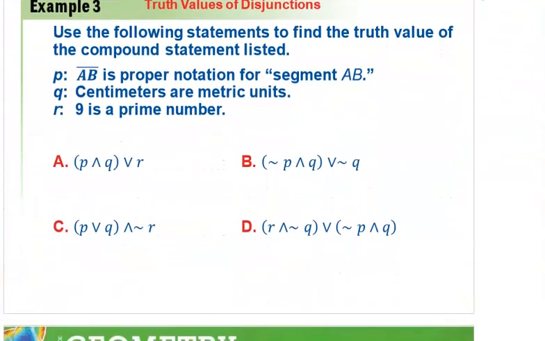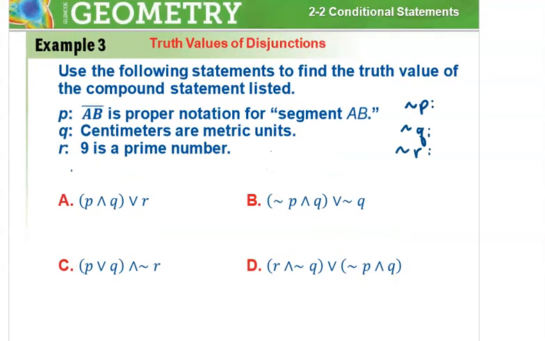So now we're going to combine these a little bit, just like we would with equations. The parentheses mean to do that first. So we're going to try that with this statement. The first thing I'll do with this is I'll figure out the truth values. So AB, with the line segment over the top, is proper notation for segment AB. So that would be true. The opposite of this has to be false. Q says centimeters are metric units. Yeah, that's true. So the opposite of that is false. And then for R, 9 is a prime number. Not true. So the opposite of that is true.